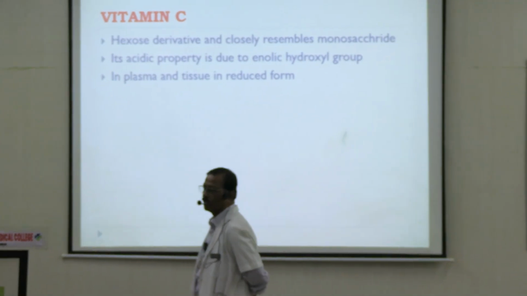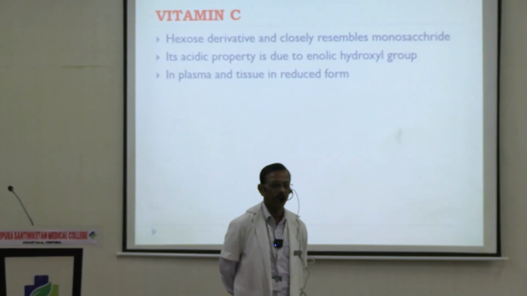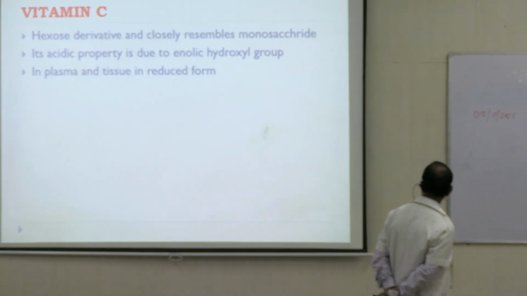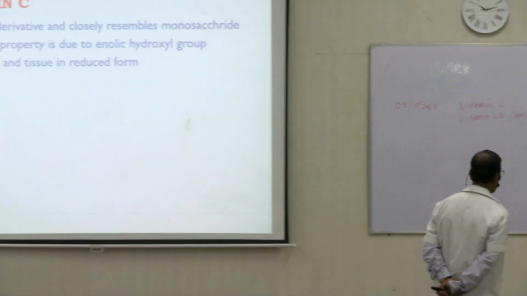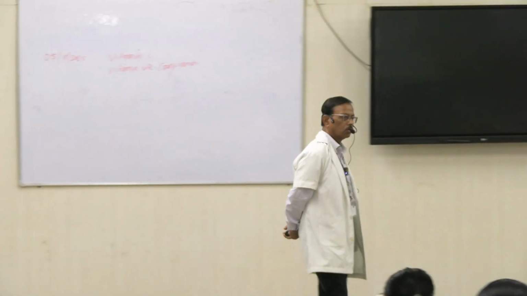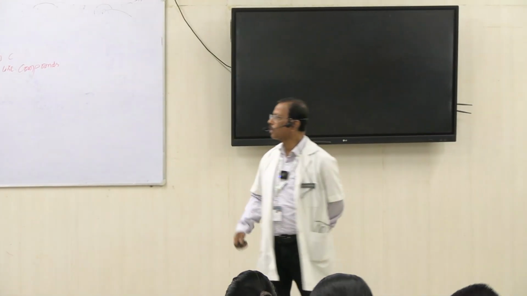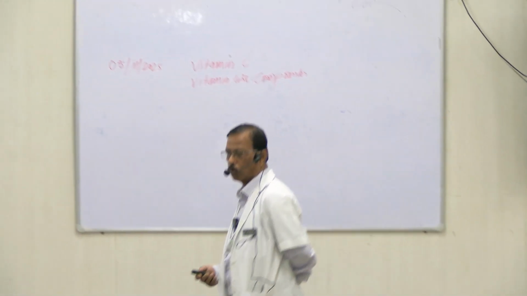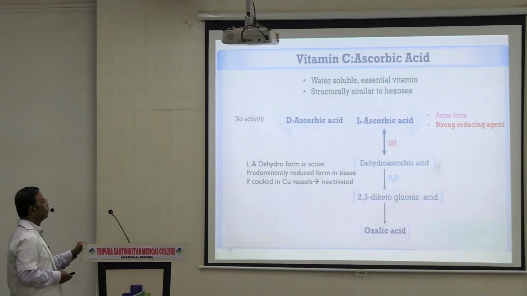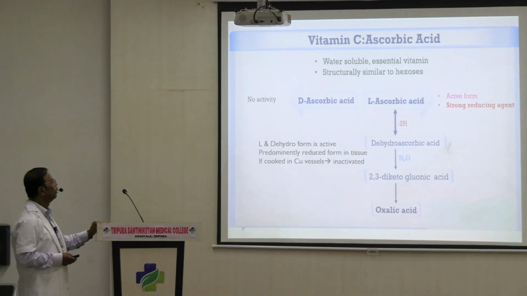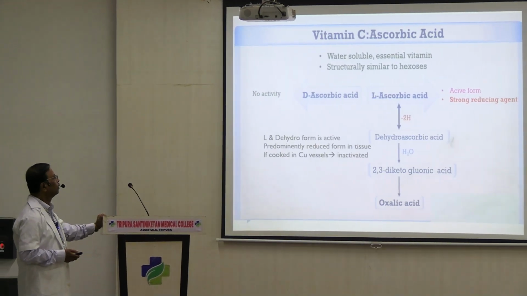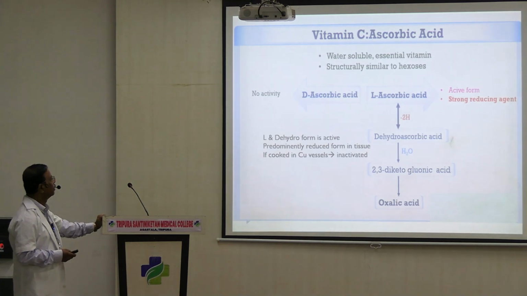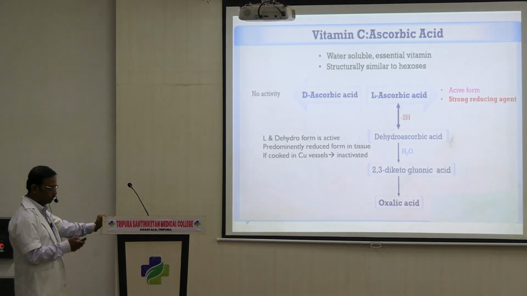Its structure is like that of a hexose, like glucose. Its acidic property is due to the enolic hydroxyl group. It has an enolic hydroxyl group in its structure. In plasma and tissue, it remains in reduced form. So vitamin C, another name is ascorbic acid. It is a water soluble and essential vitamin, structurally similar to the hexose.